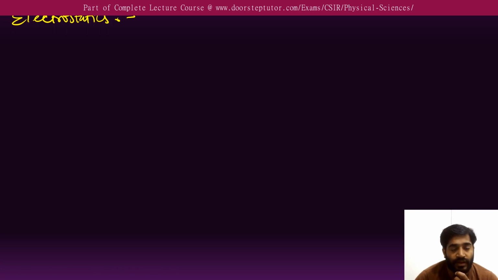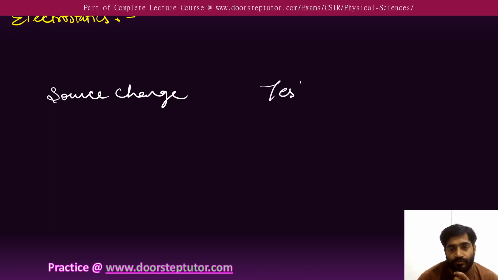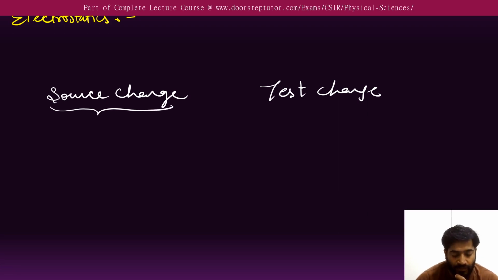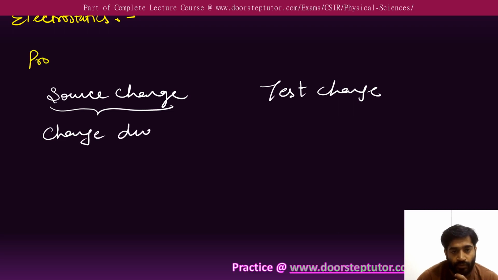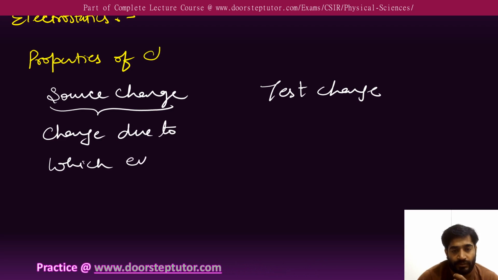There is another term, the source charge, and another is the test charge. These are two terms you will see in this chapter. So what is the difference? First we will see the difference between the source charge and the test charge. The source charge is the charge due to which an event is happening.